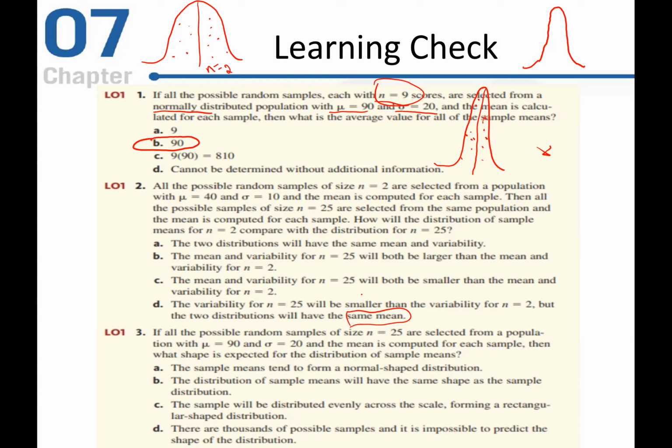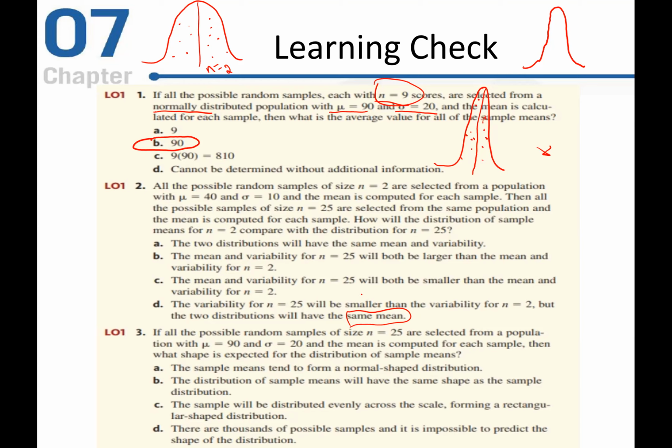So number 3, if all the possible random samples of a sample size of 25 are selected from a population with a mean of 90 and a standard deviation of 20, and the mean is computed for each sample, then what shape is expected for the distribution of sample means, right?